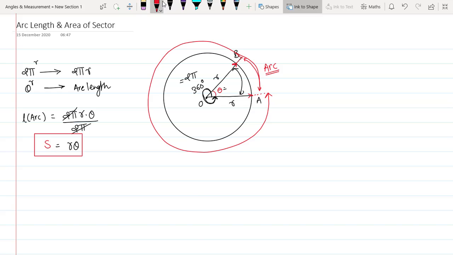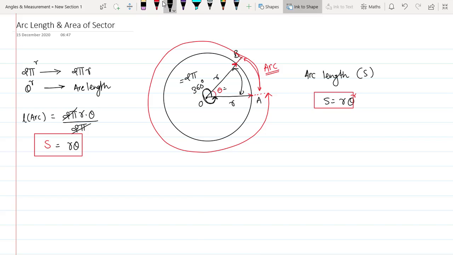The arc length for any angle subtended at the center is denoted by S, and it is given by S is equal to r into theta. And please make a note that theta is always in radian, it's not in degrees, it's in radian. Let's take one simple example, you will understand.